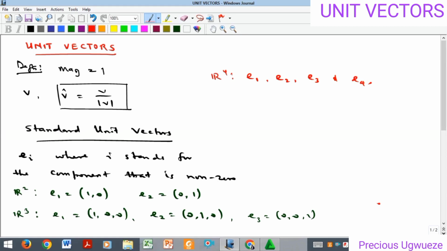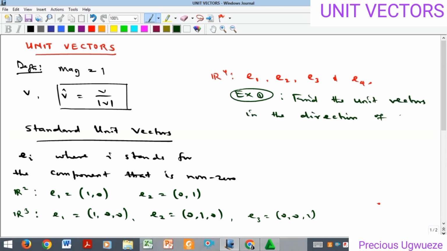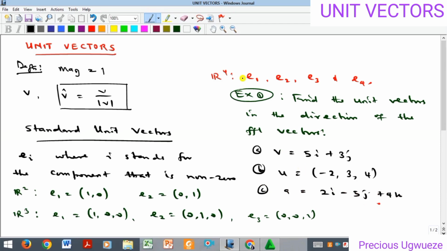It's important that we define them, because as we continue in vectors, we are going to be making reference to unit vectors. Further in this lesson, we are going to look at examples on how to find the unit vector in the direction of any given vector. Let's begin. The example says: find the unit vector in the direction of the following vectors. We begin with A.